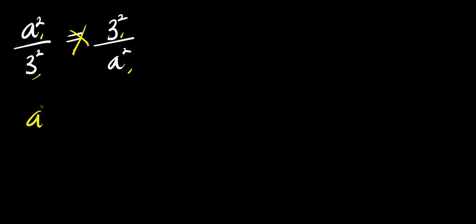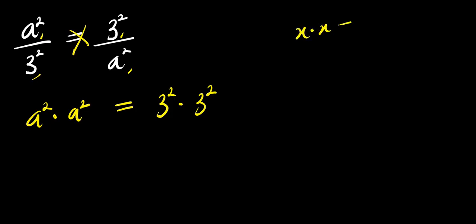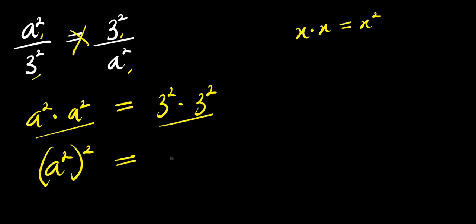So we have a power 2 times a power 2, and this equals 3 power 2 times 3 power 2. Now remember, if you have x times x, this is the same thing as having x power 2. So a power 2 times a power 2 will give you a power 2 raised to the power of 2, and this will give us 3 power 2 raised to the power of 2.